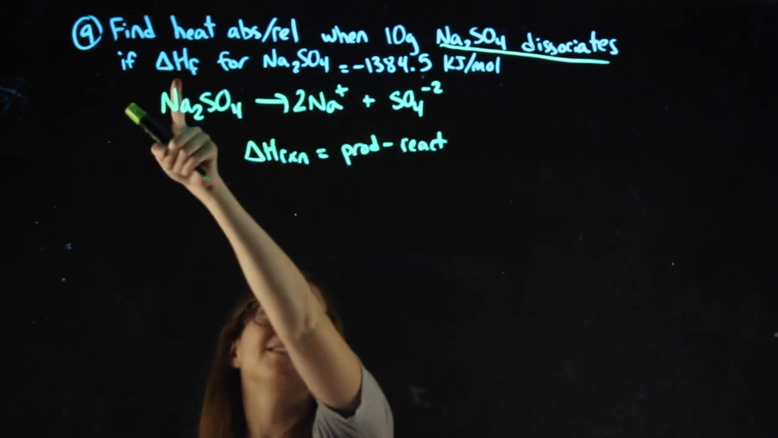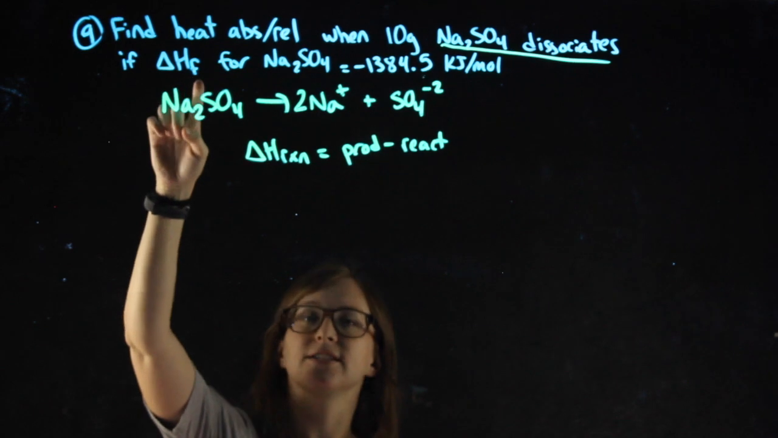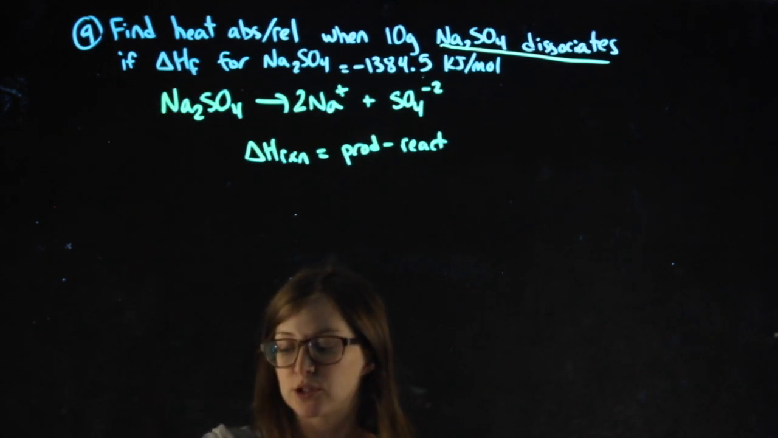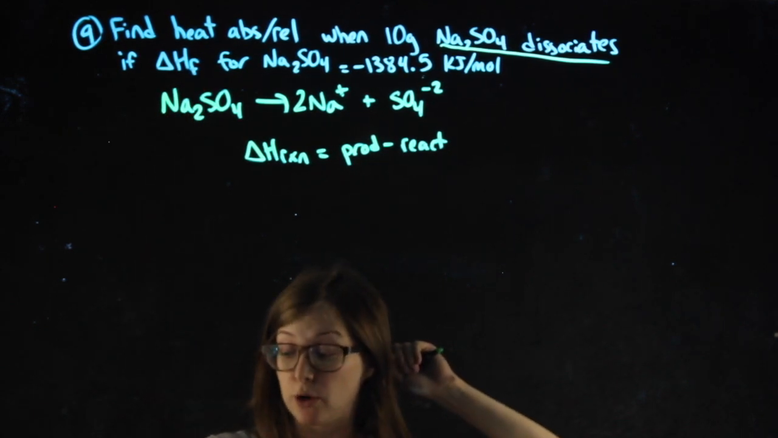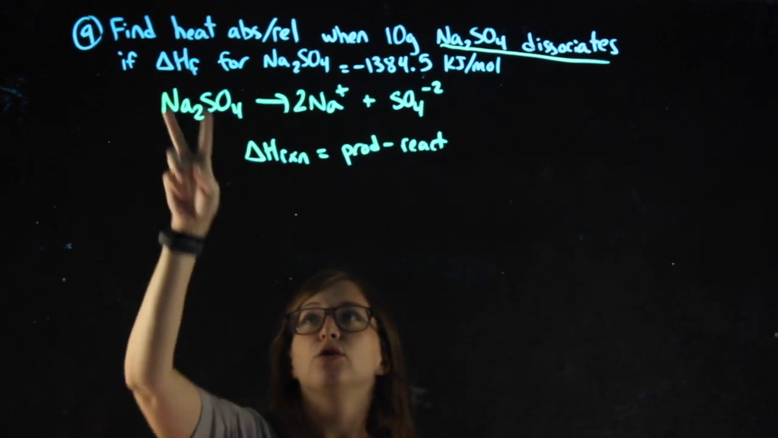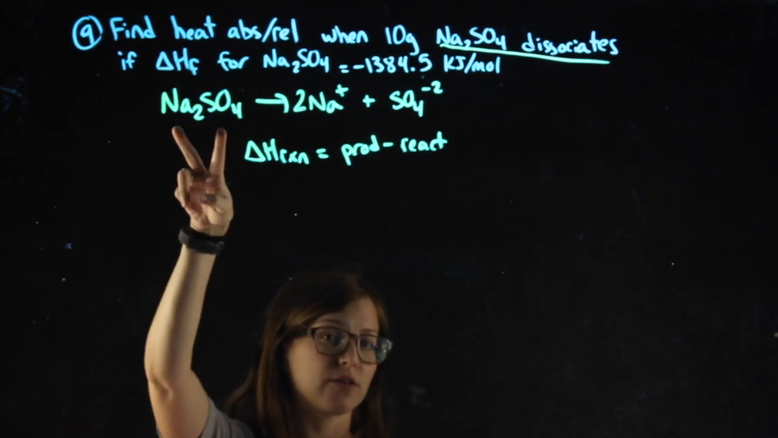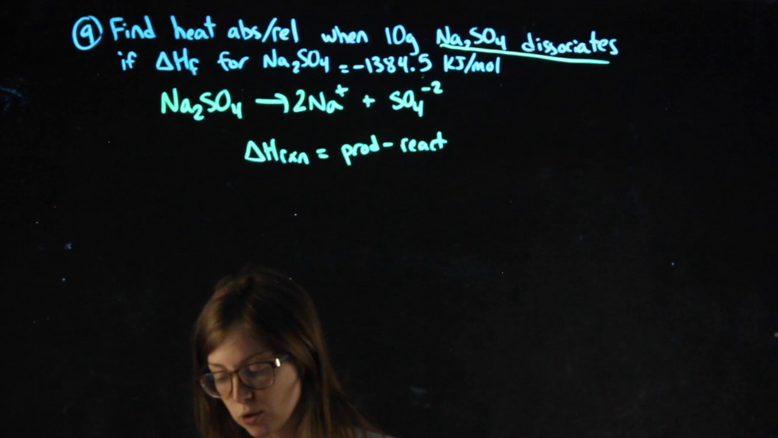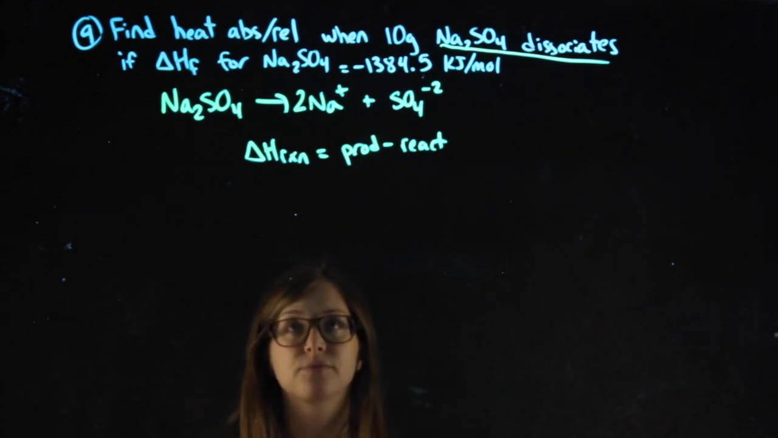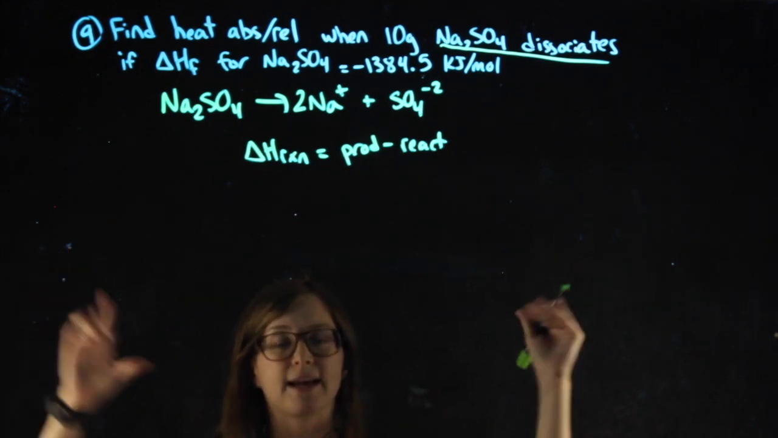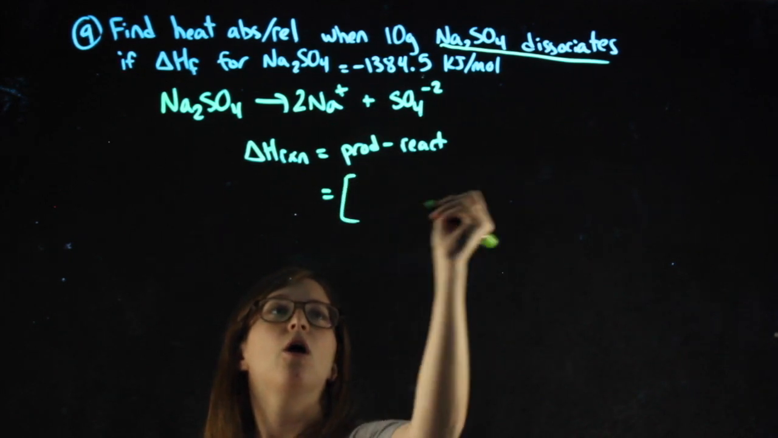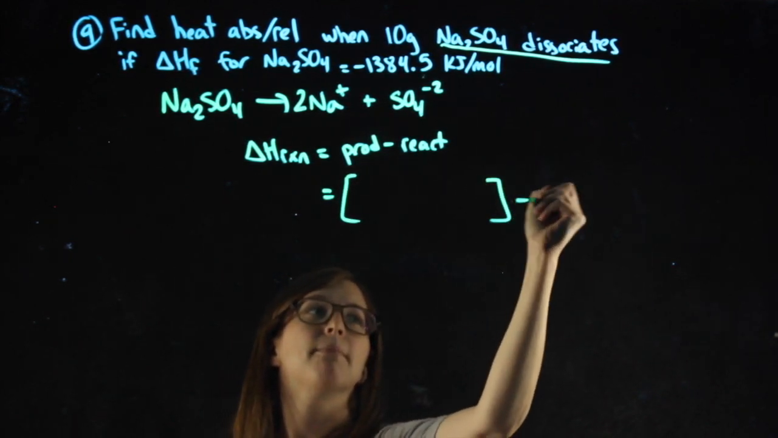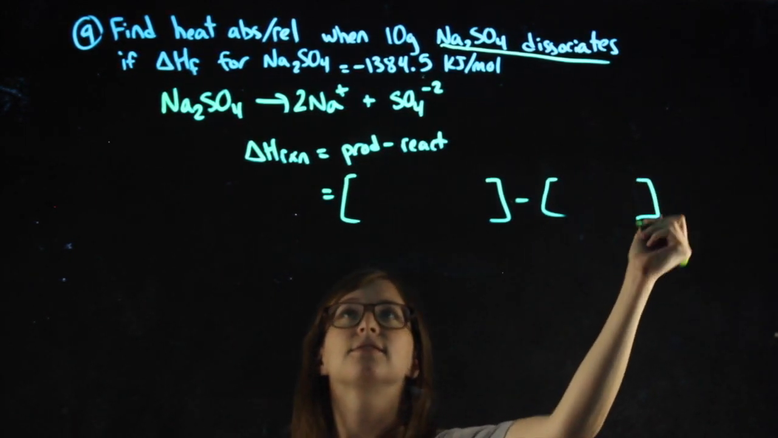They give me in the question a delta H value, but notice it says delta HF. Delta HF is what's on that pink chart I just showed. That's the value for just Na2SO4, the value that should be on the chart but isn't. If you look for Na2SO4, you won't find it. So heat of reaction is taking everything into account. All of my products minus all of my reactants.